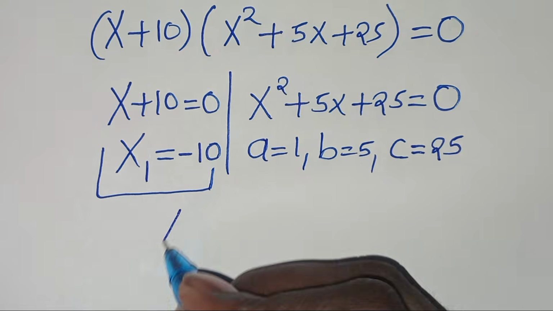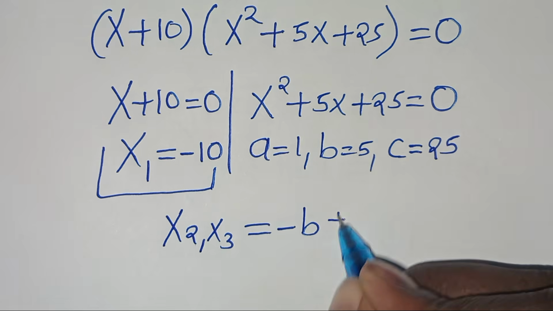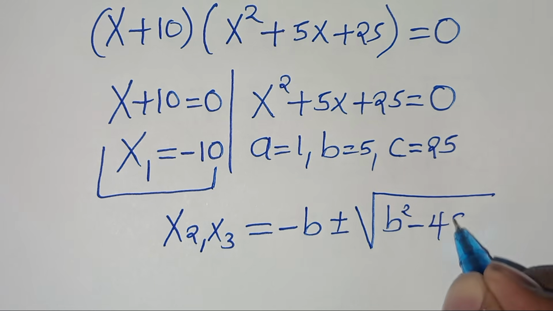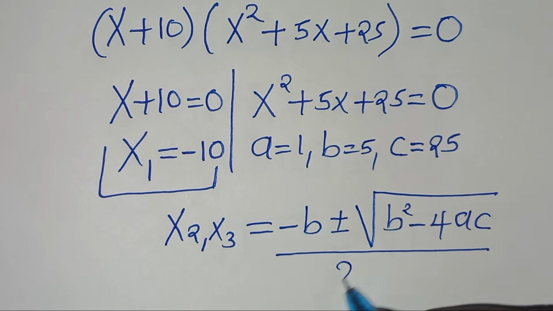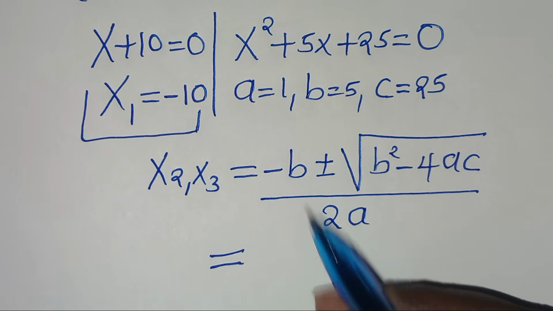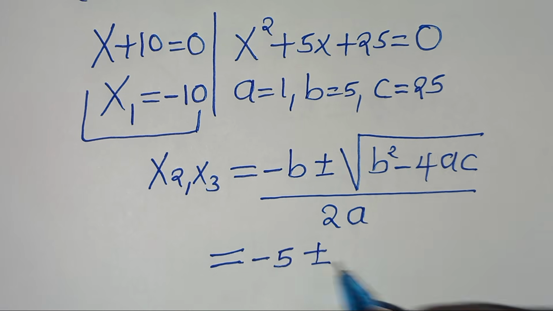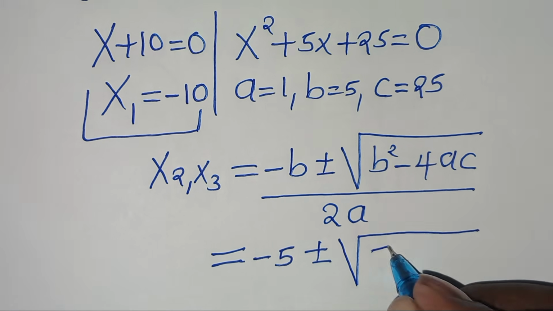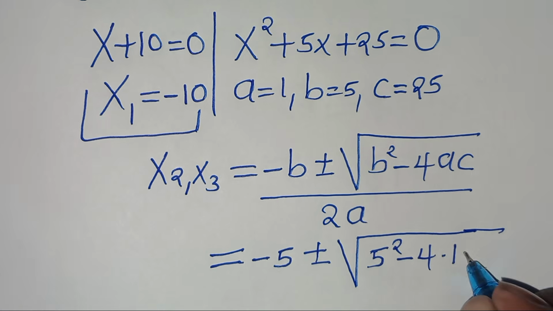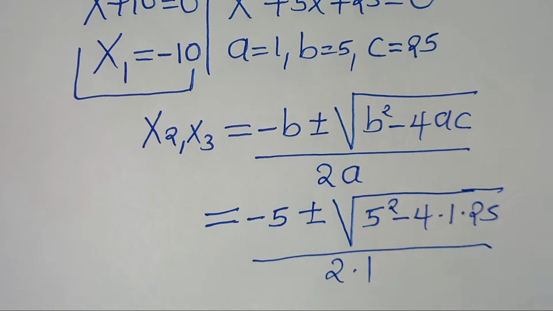Now we can solve for x2 and x3 by applying the quadratic formula, which is negative b plus or minus the square root of b^2 minus 4ac, divided by 2a. Let's substitute the values of a, b, and c in this formula. We have negative 5 plus or minus the square root of 5^2 minus 4 times a, which is 1, times c, which is 25, divided by 2 times 1.